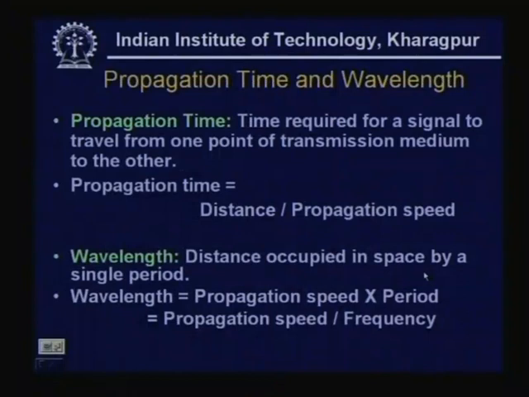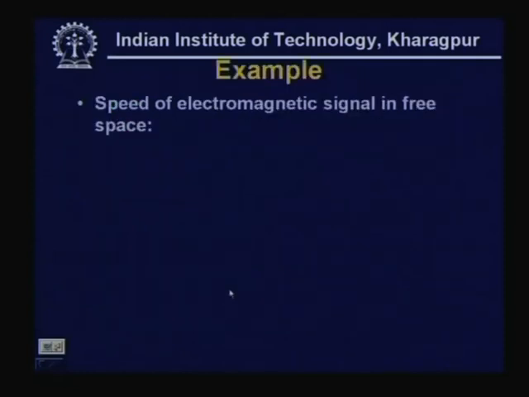Now, there is another important parameter, that is propagation time. It is the time required for the signal to travel from one point of the transmission medium to another, and it is essentially the distance divided by the propagation speed. And there is a related parameter, wavelength. It is the distance occupied in space by a single period. Obviously, there is a relationship between the two. Wavelength is equal to propagation speed times period, or propagation speed divided by frequency.